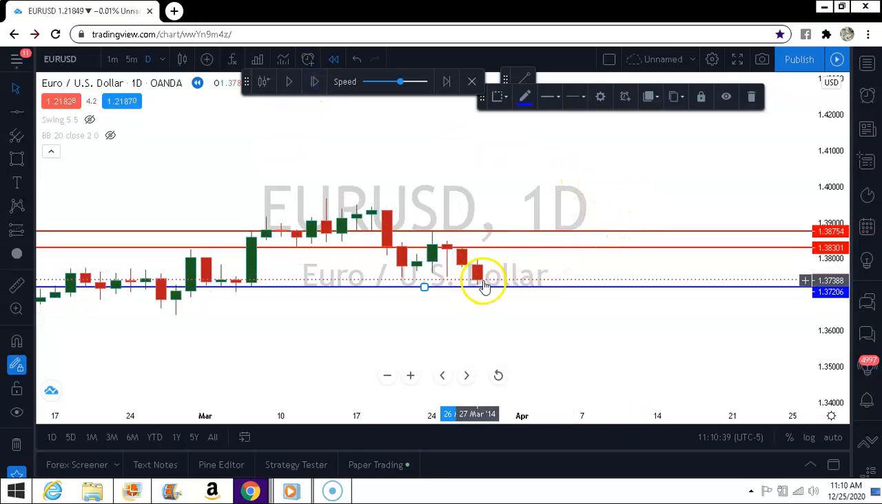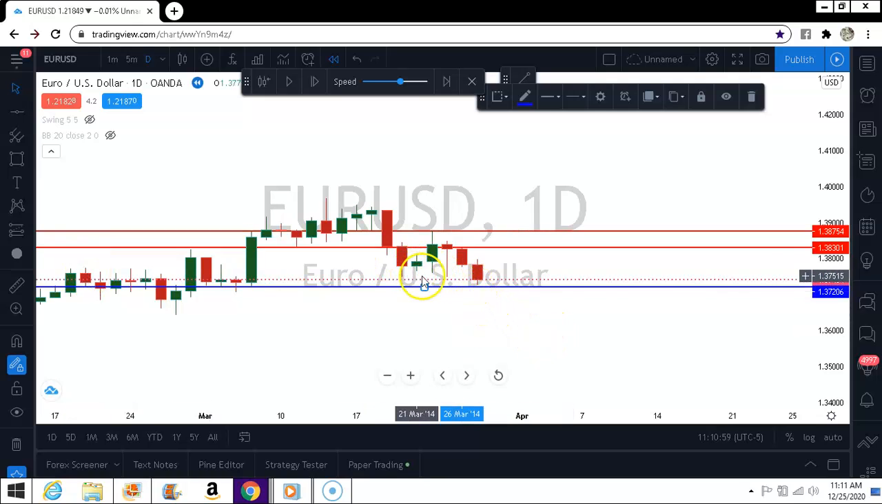And I was correct. I give myself safety. This is the next support area right here. This is resistance and this is support right here. This is support down here, but up here is your area of resistance.